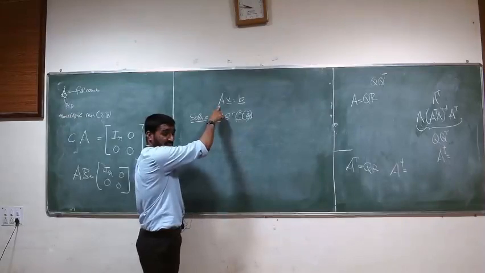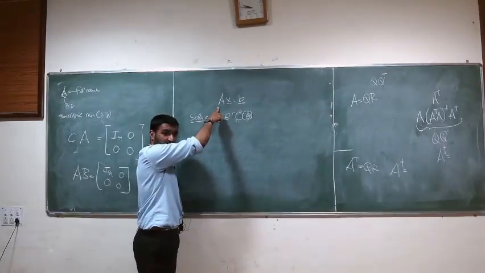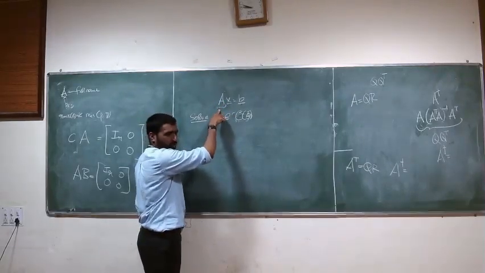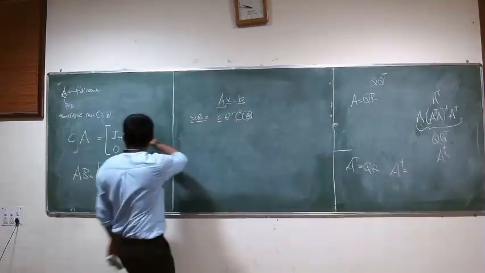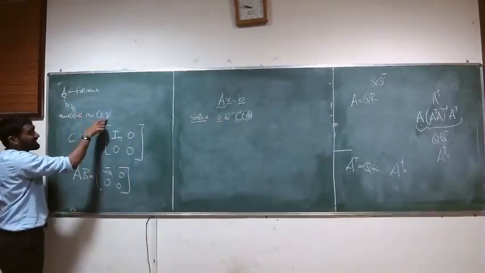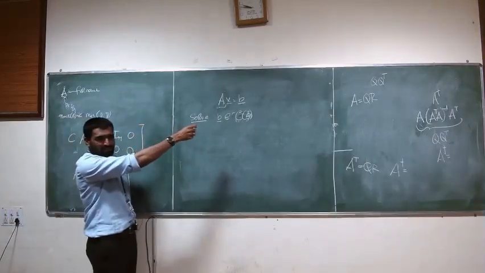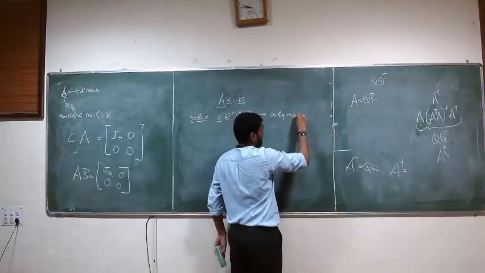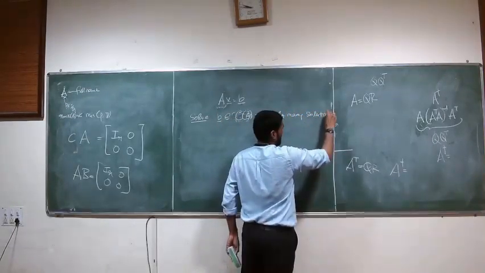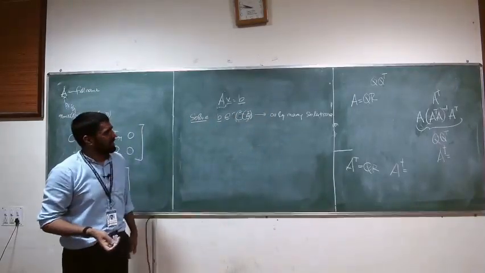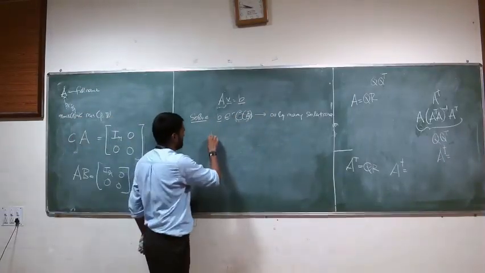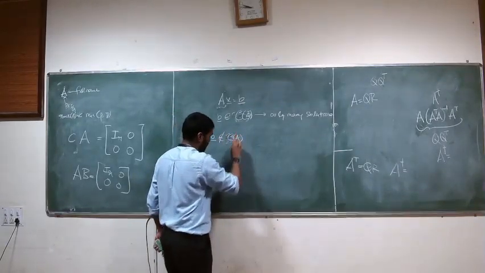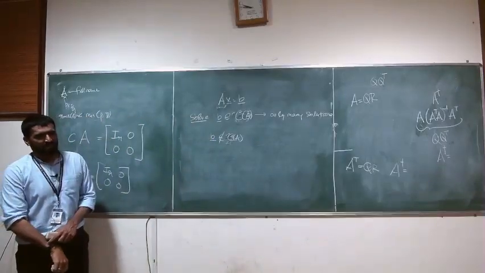Turns out it's not, because even though B is in the column space of A, you have more columns than the rank. R is less than Q. That means you have too many columns. If B is in the column space of A, then you get infinitely many solutions. If B is not in the column space of A, of course you cannot solve it.